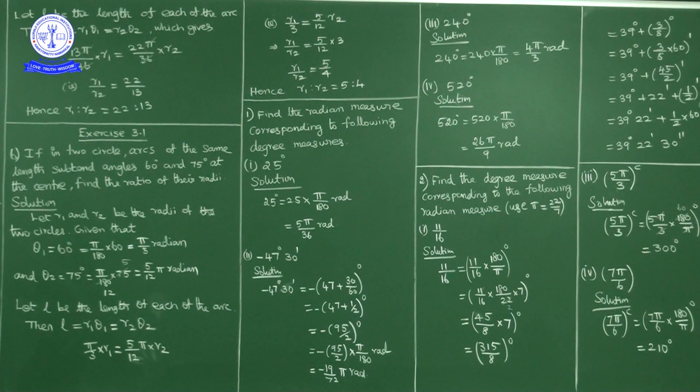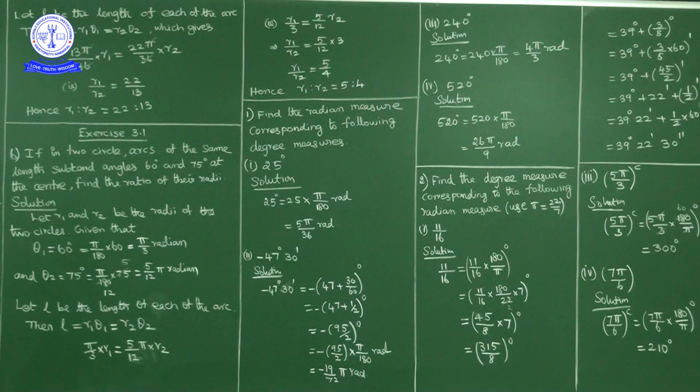What is given is two circles, each having the same arc length. In two circles, arcs of the same length subtend angles of 60 degrees and 75 degrees at the center. Find the ratio of their radii. The relation between the length of the arc, radius and angle at the center, with theta in radians, is L = R theta.